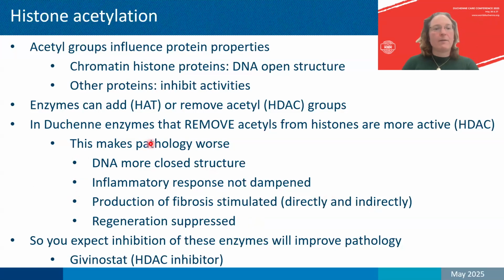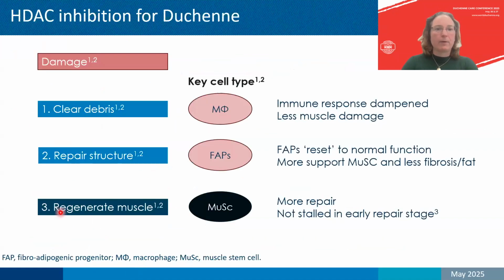So if you see that Duchenne is worse because these HDACs are too active, then you can say, well, what if we inhibit these enzymes? That should then have a therapeutic effect. And this is what Givinostat does. So Givinostat is an inhibitor of the enzyme that removes acetyl group, so the HDAC inhibitor. So what should this then do?